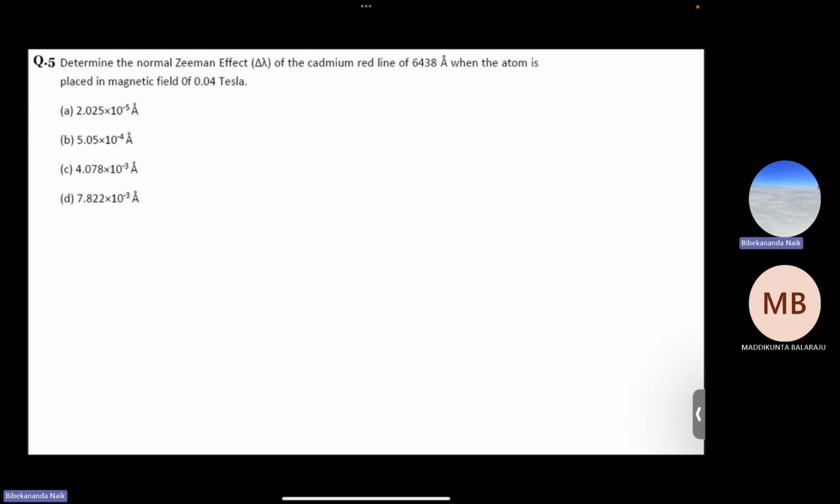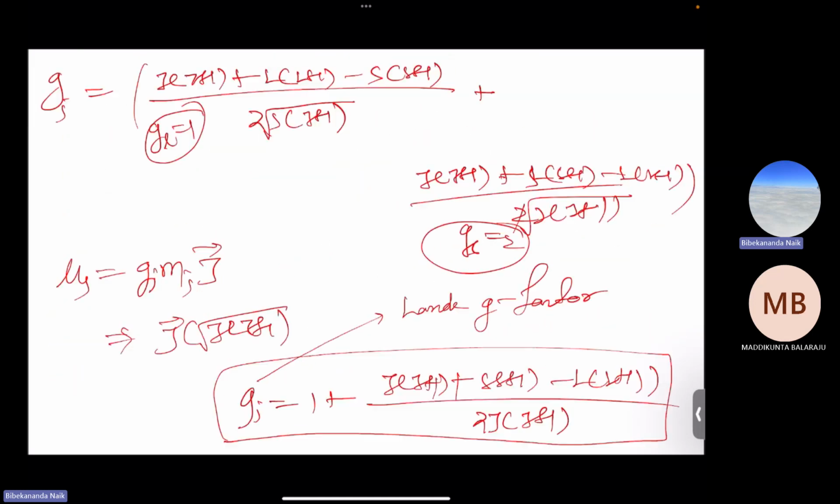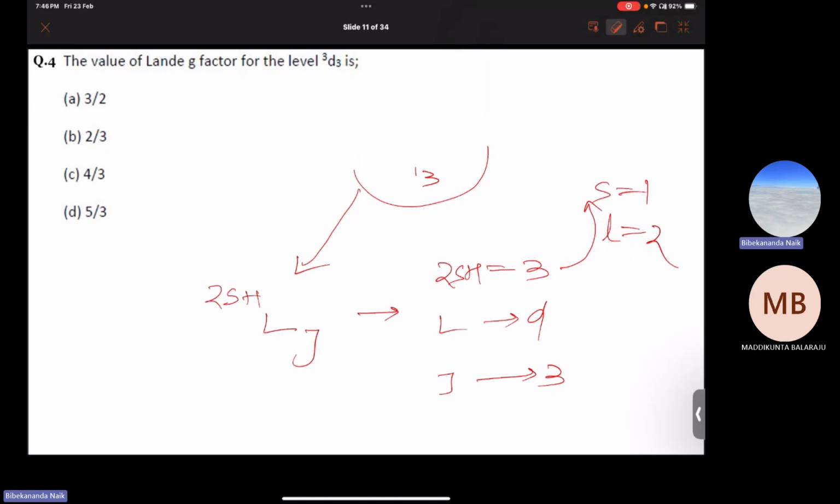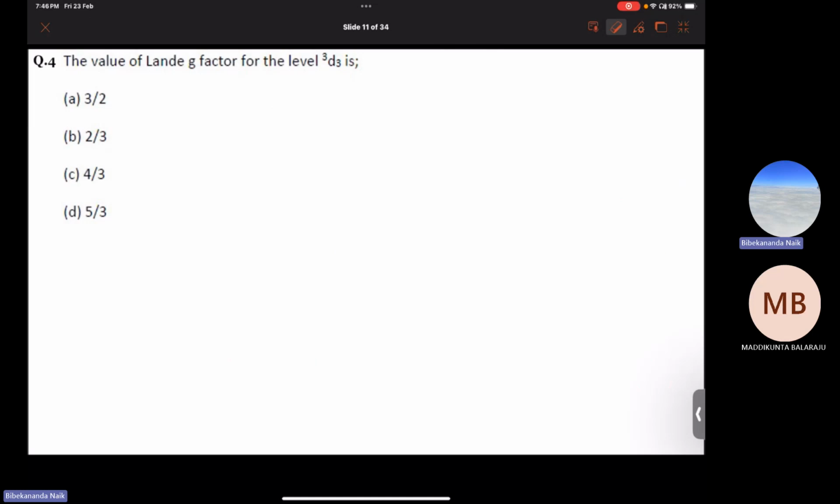Wait a minute, let me add another slide for it. Or let me let me remove it. Then we will directly put the values here.